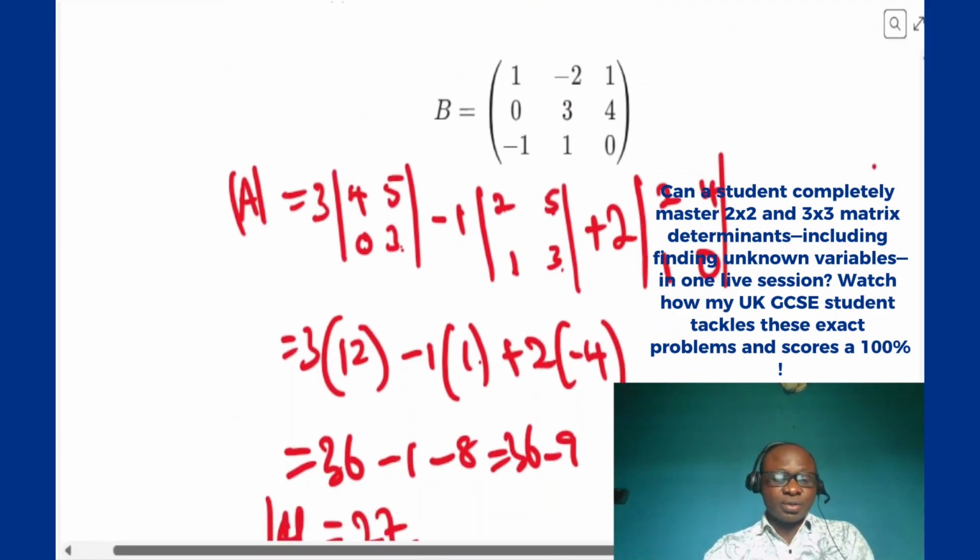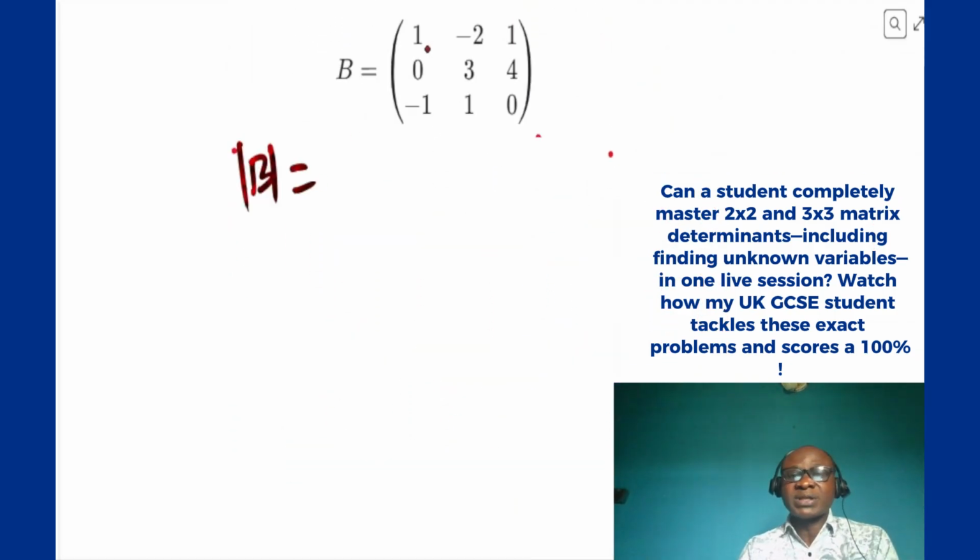I wish to copy that matrix. Can you tell me what I will write down first? That is 1, 3, 4, 1, and 0, 1, 0. Yes, that is understanding.